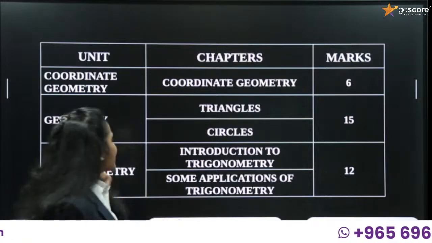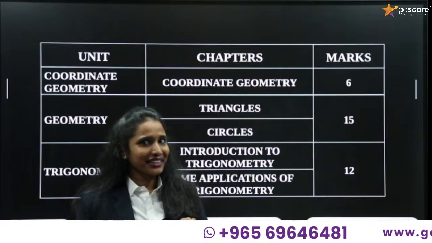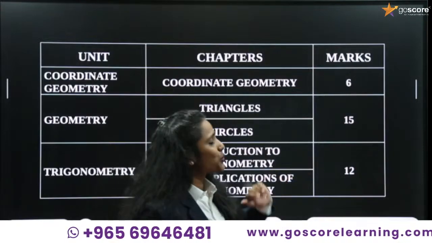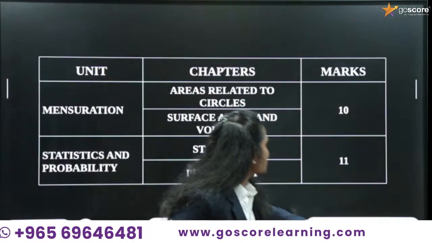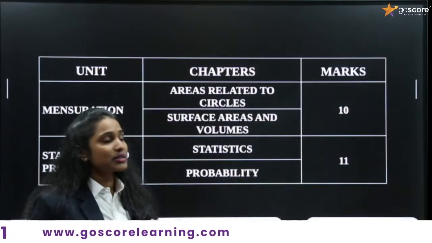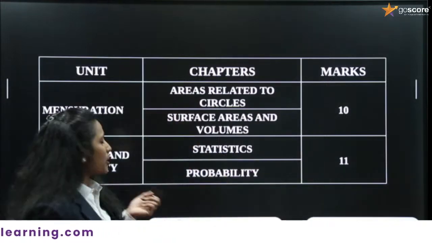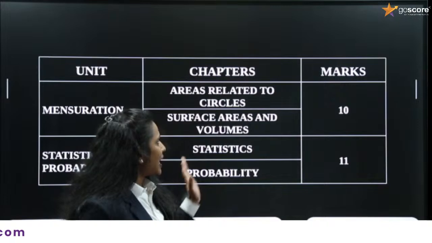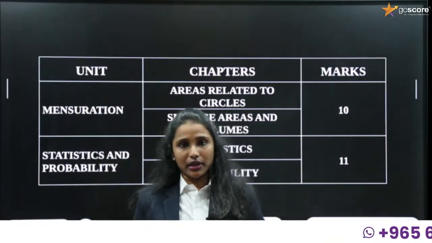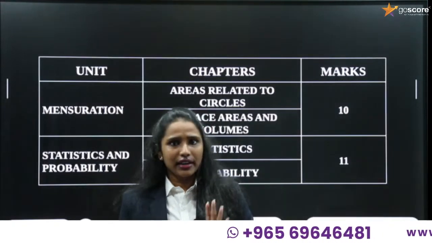Next, trigonometry: introduction to trigonometry and some applications of trigonometry. Simple chapters, right? I'm not teasing you guys. It has 12 marks. Now the last 2 units: mensuration, meaning areas related to circles and surface areas and volumes, which carries 10 marks. And then statistics and probability, the simplest chapters, which have 11 marks. Now you know where you have to study, where you want to improve, where you want to focus, right?